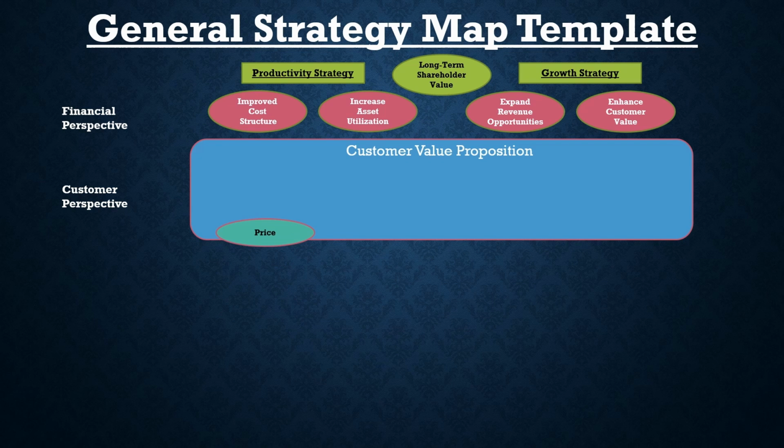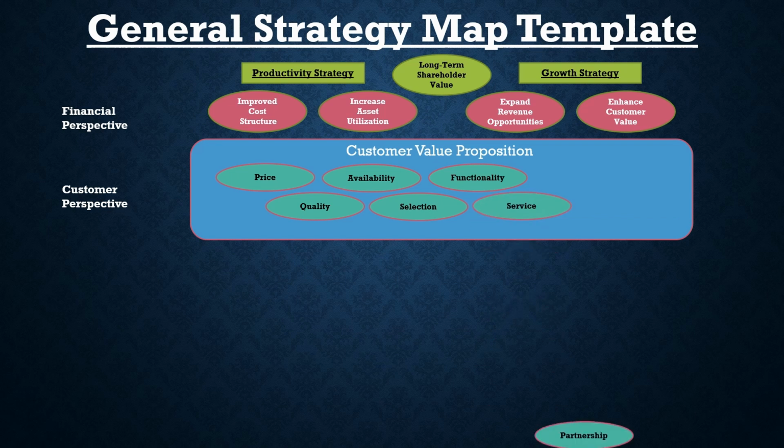1. Price. 2. Quality. 3. Availability. 4. Selection. 5. Functionality. 6. Service. 7. Partnership. 8. Brand.